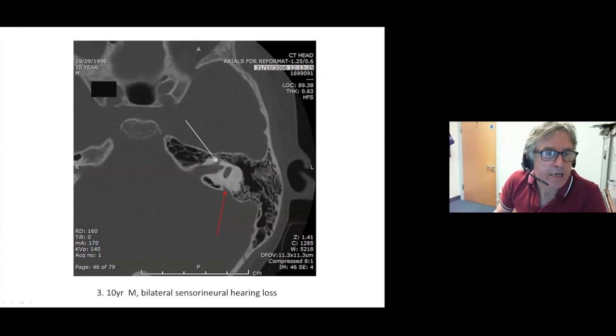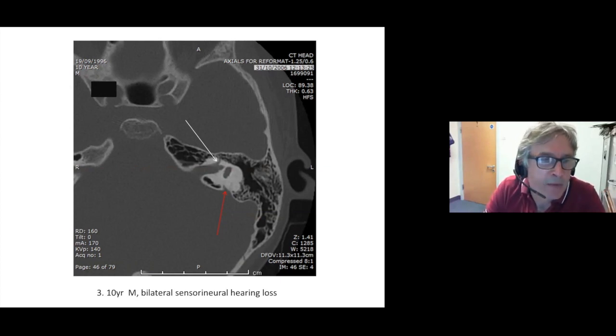Number 3, 10-year-old with bilateral sensorineural hearing loss. What's missing? Well, we can see a vestibule, but not a great deal else. So we've lost our horizontal semicircular canal. Okay, we're at the level of the adductors here, and at that level, you should see the horizontal semicircular canal. So it's gone. Okay, so underlying diagnosis, this is labyrinthitis ossificans.